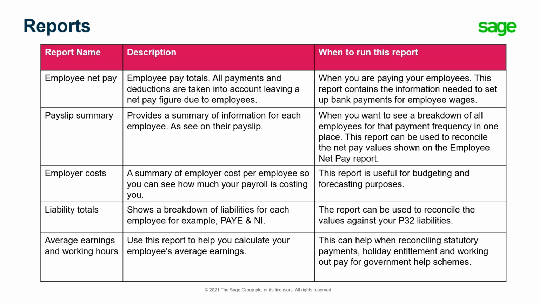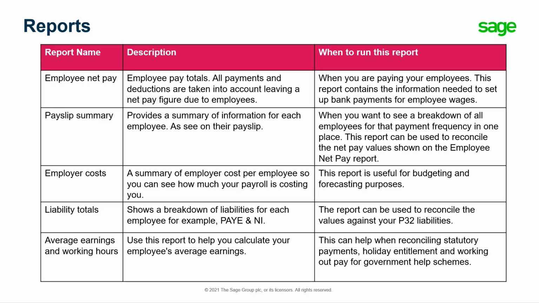And you've got an average earnings and working hours report. That report can be helpful to help you calculate employees' average earnings and can help when reconciling statutory payments, holiday entitlements, and working out things for government help schemes. So furlough, for example, could have been one of those.